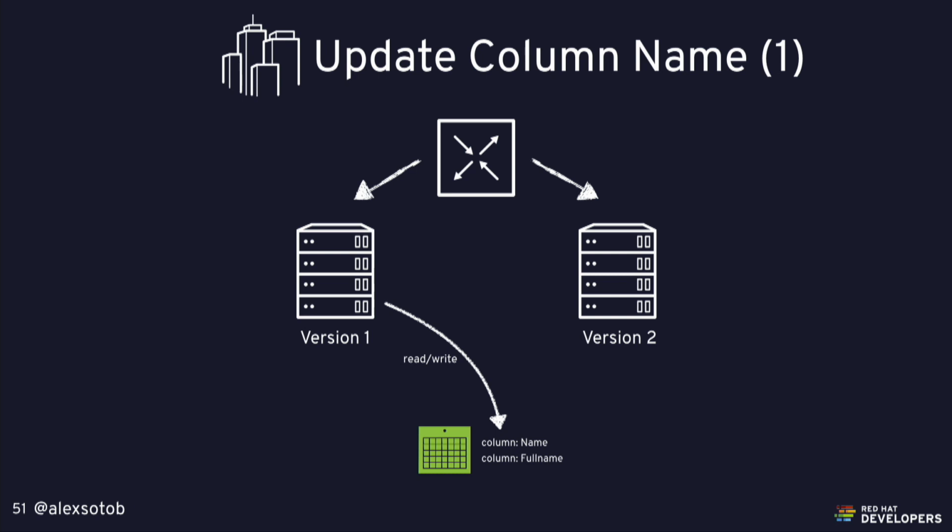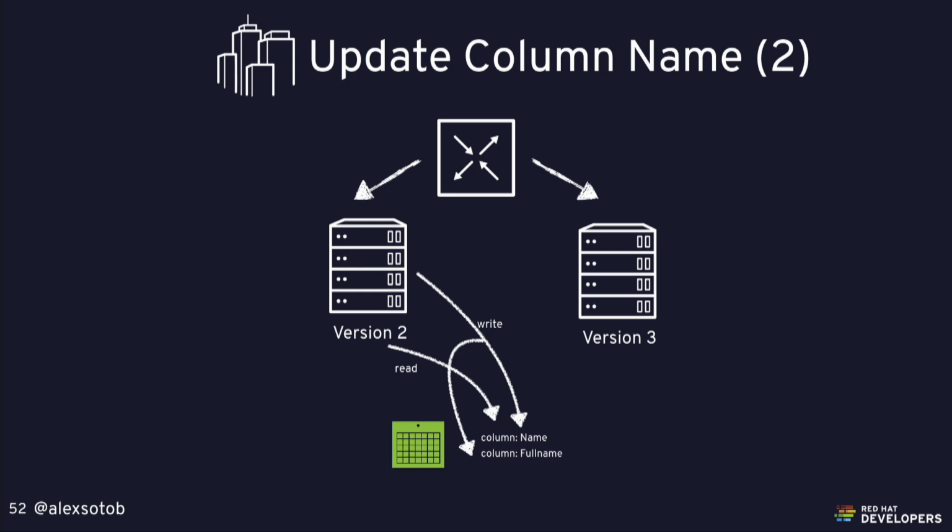And then you create another column, which is called full name, which now is empty. And then I create version v2. Version v2 reads from name and writes to name and full name. And then I can do the switch to this new version. Notice that if there is any problem, I can switch back to v1 without any problem, because v2 is writing to name and full name. So when my traffic goes through version v1, it will get all the updates.